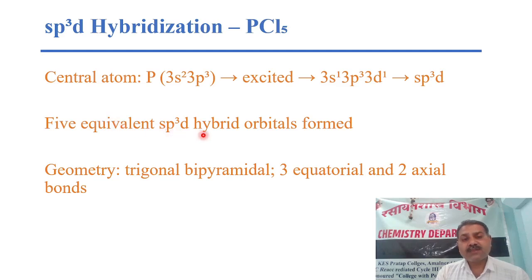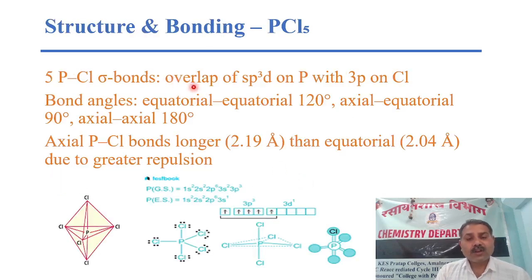So 5 equivalent sp3d hybrid orbitals are formed, and the geometry of this molecule will be trigonal bipyramidal with 3 equatorial and 2 axial bonds. So this is the structure and bonding of the PCl5 molecule. 5 phosphorus-chlorine sigma bonds are formed as a result of overlapping of sp3d orbitals on the phosphorus atom with 3p orbitals on the chlorine atom. The bond angles between equatorial bonds are 120 degrees, between axial and equatorial are 90 degrees, and between axial bonds are 180 degrees.